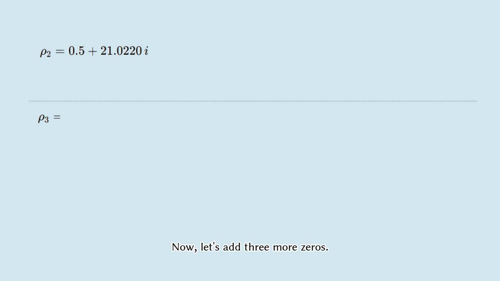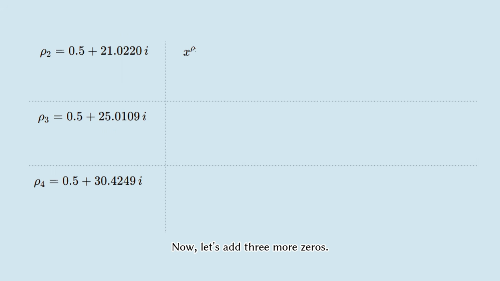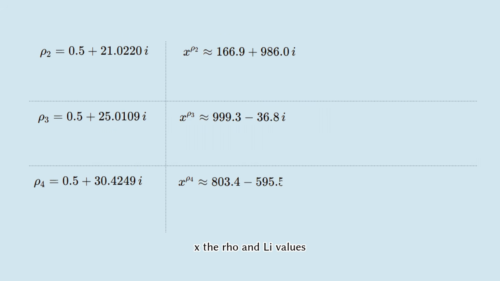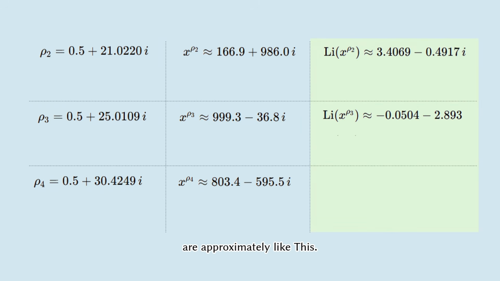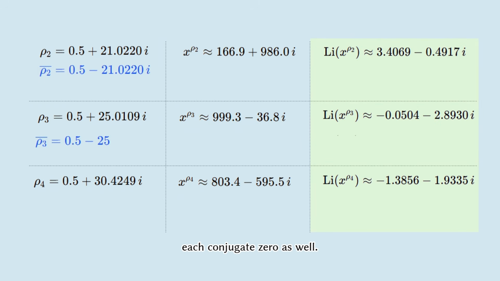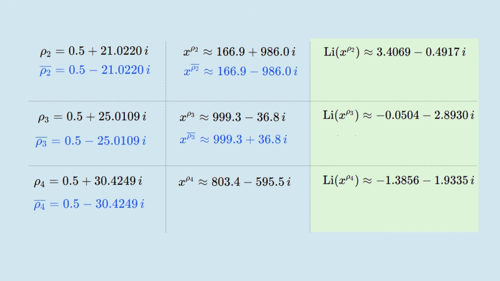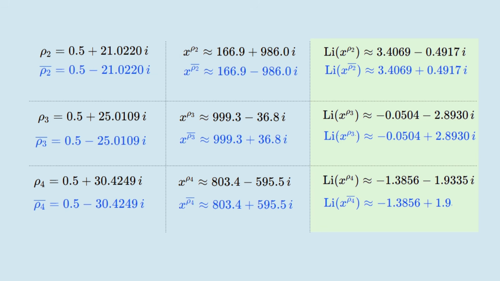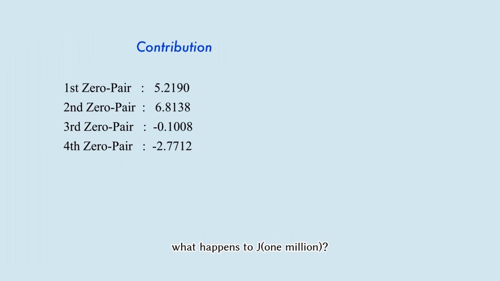Now let's add 3 more zeros. Their corresponding values of x to the rho and Li values are approximately like this. Again, we include each conjugate zero as well. So the final contributions are twice the real part. Let's see what happens to J of 1 million.